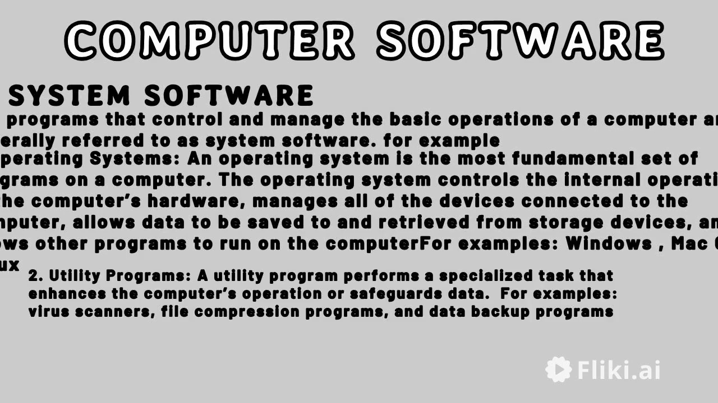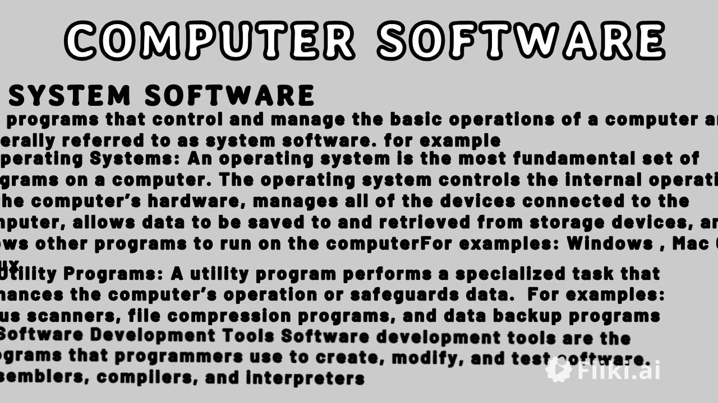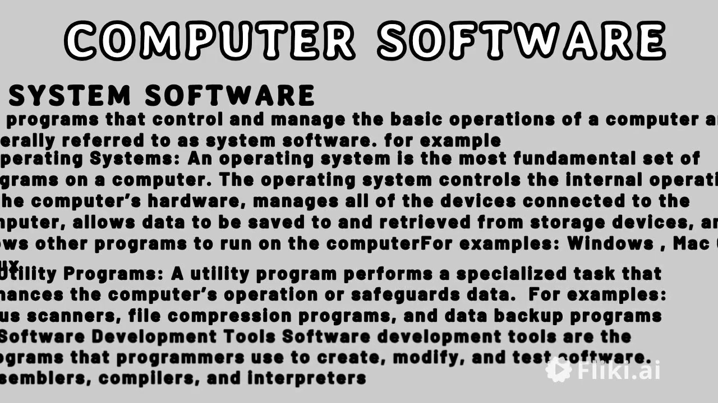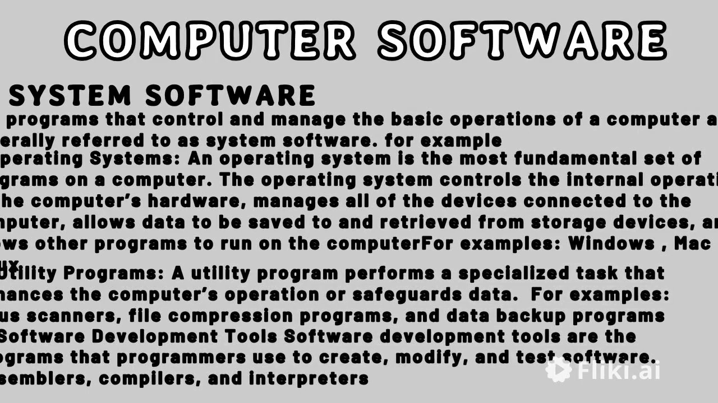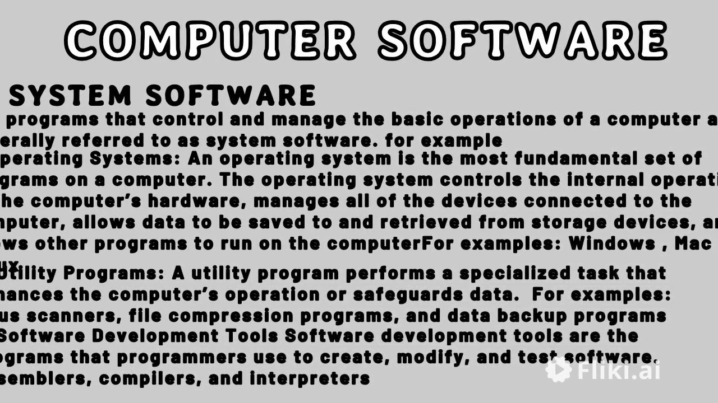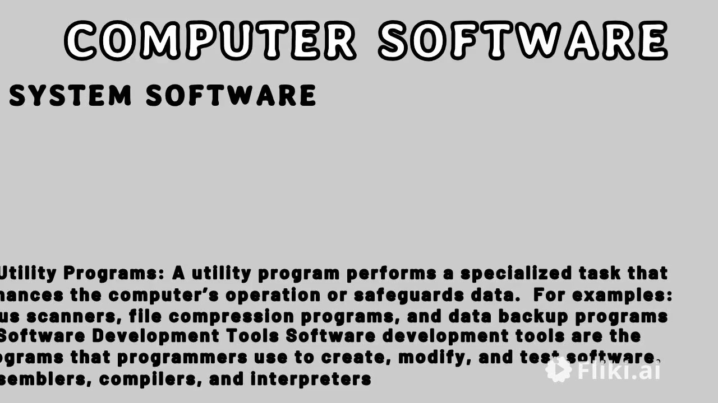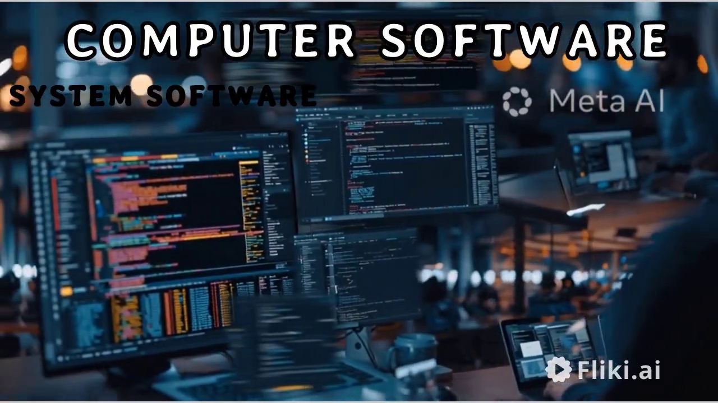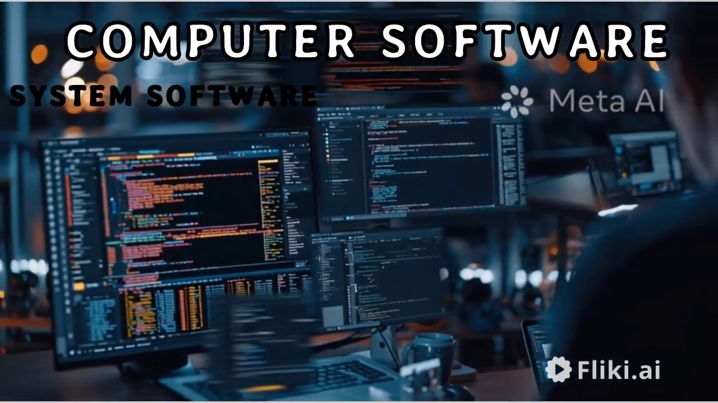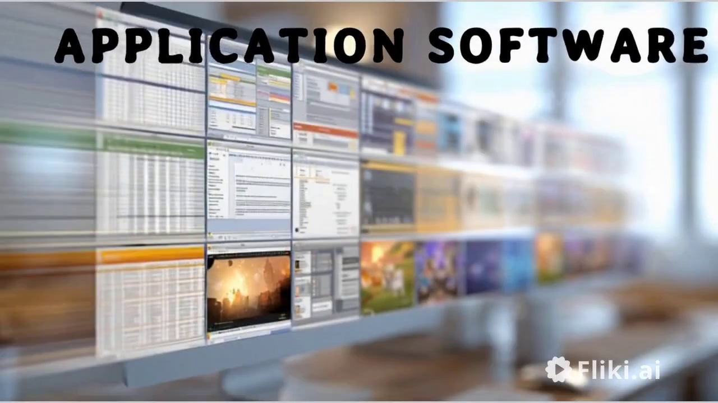2. Utility programs. A utility program performs a specialized task that enhances the computer's operation or safeguards data. Examples of utility programs are virus scanners, file compression programs, and data backup programs. 3. Software development tools are the programs that programmers use to create, modify, and test software. Assemblers, compilers, and interpreters.